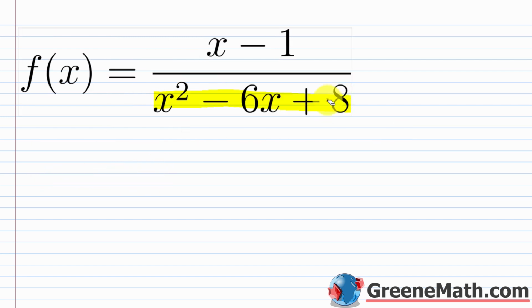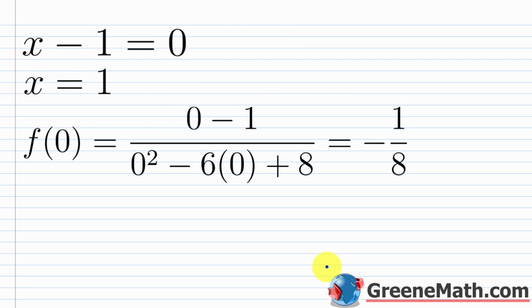Then in terms of your horizontal asymptote, in this case, I want you to notice that the degree of the numerator is 1. The degree of the denominator is 2. So what's the rule? If the degree of the numerator is less than the degree of the denominator, you will have a horizontal asymptote, which is the x-axis or the line y equals 0.